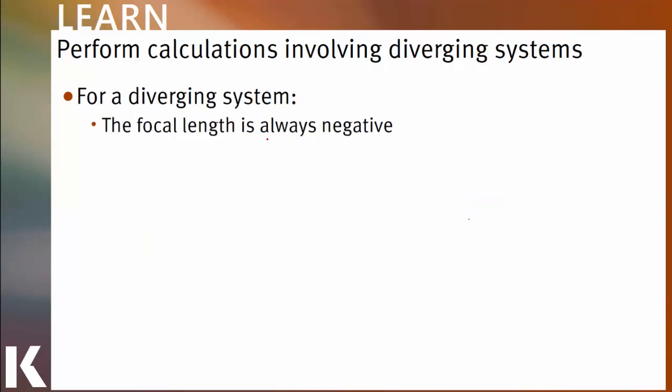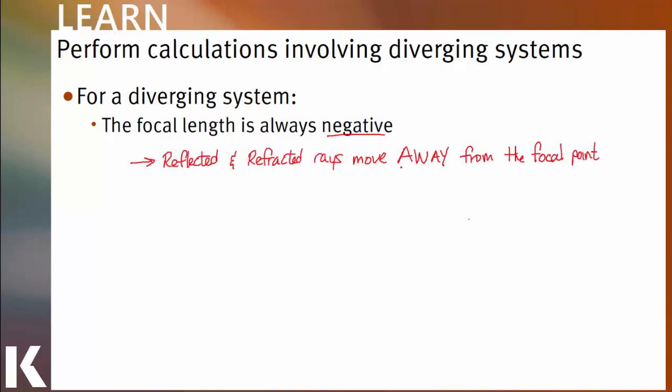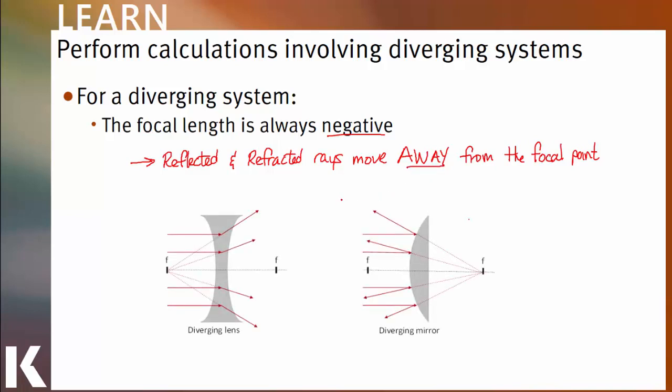So once you realize that you're dealing with a diverging system in a question, it's useful to know that the focal length will always be negative. Now, one way you can remember this is that the reflected and refracted rays of light move away from the focal point in diverging systems. Here are two examples of diverging systems doing just that from previous videos. Notice in the diverging lens, we have the rays of light diverging away from the focal point. And in the diverging mirror, we still have the reflected rays moving away from the focal point. Thus, the focal length for both of these systems will be negative.